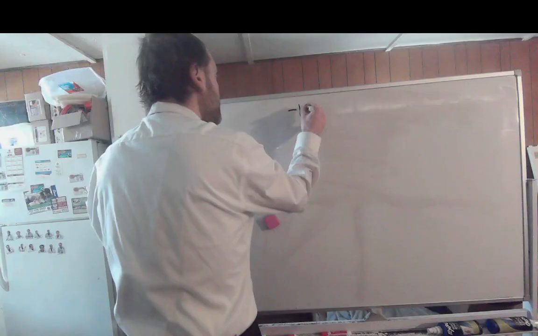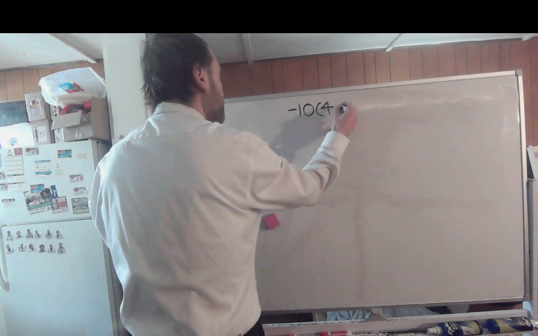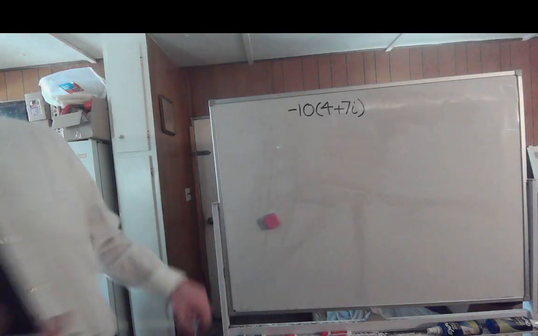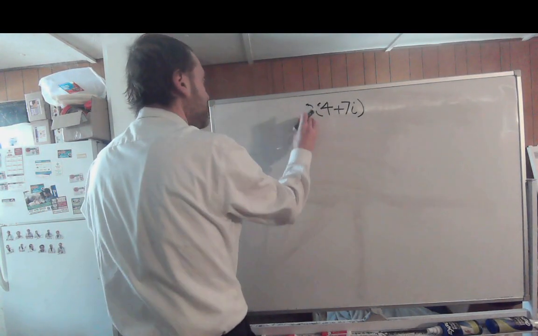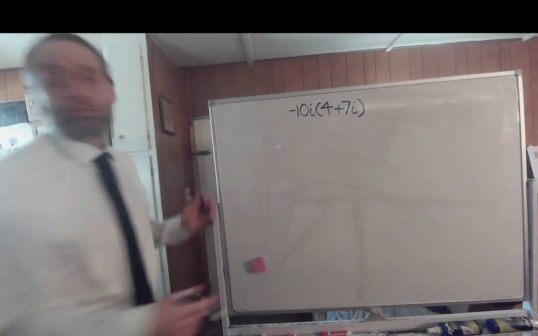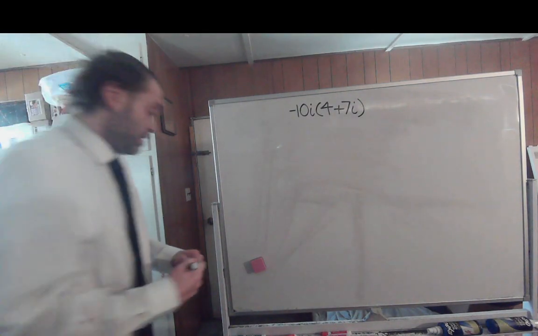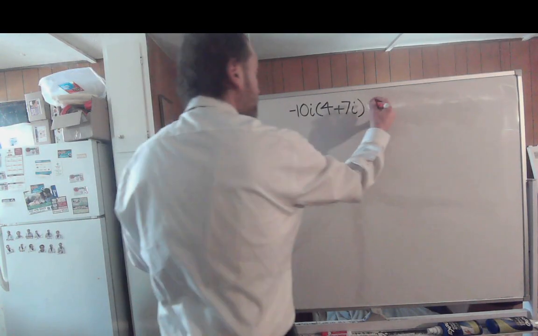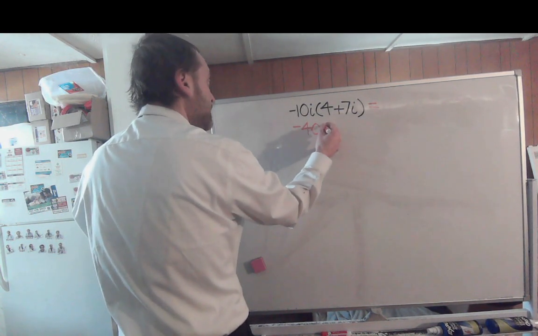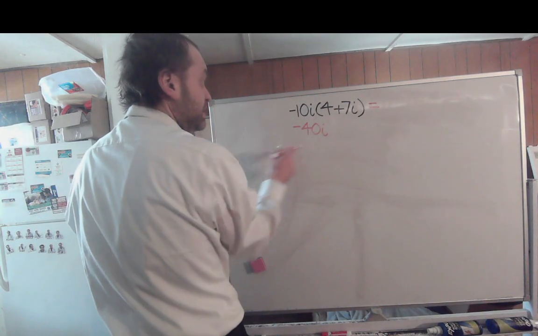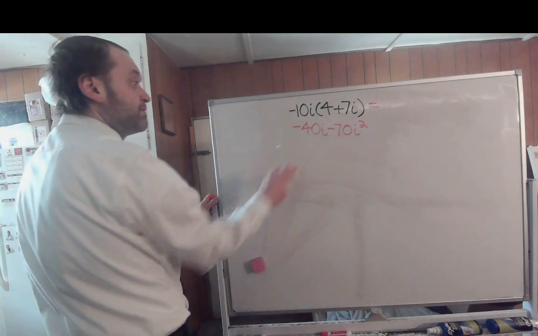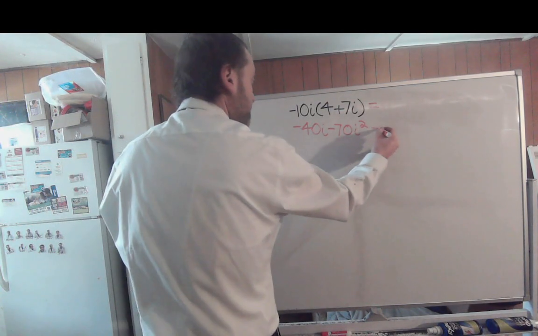Let's see, -10 times the quantity of 4 plus 7i. I'm sorry, it's -10i. Excuse me. I knew it looked too simple. -10i times 4 plus 7i. Well, still go ahead, do your distributive property. So -10i times 4 would be -40i. Then -10i times 7i, so that'd be minus 70i squared. So now you have -40i minus 70i squared.